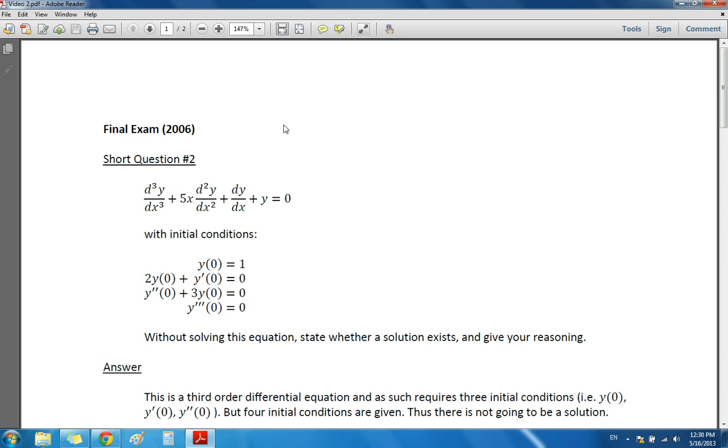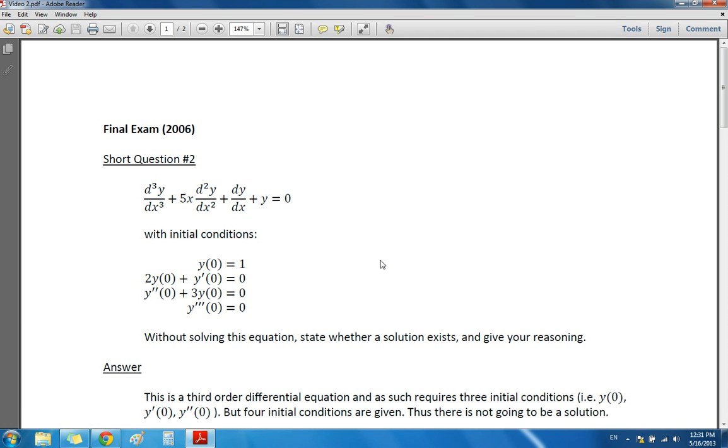So, as you'll recall, short question number 2 just consists of a third order differential equation with associated initial conditions, and we're asked to state whether or not a solution to this equation exists without actually trying to solve it. The provided answer is that since this is a third order differential equation, it requires 3 initial conditions, and since 4 are provided, so 1 too many, there's not going to be a solution.